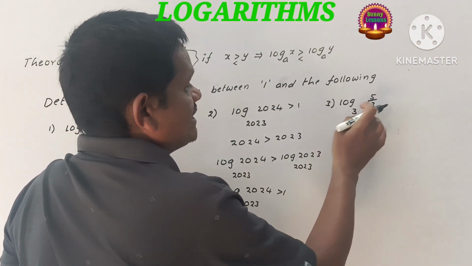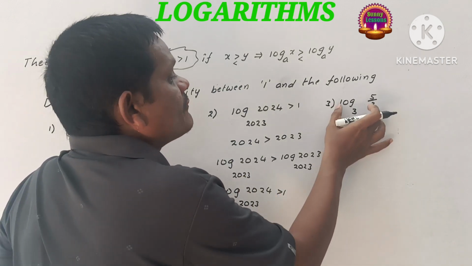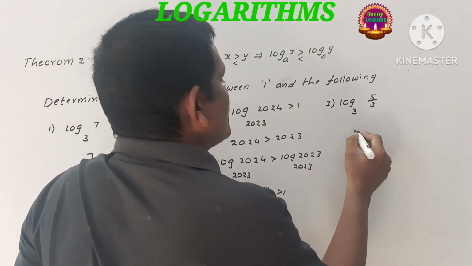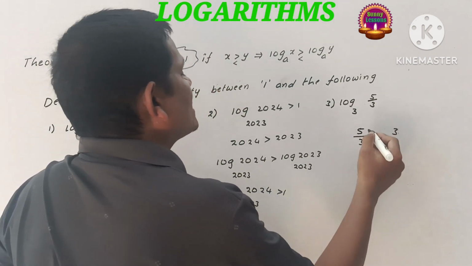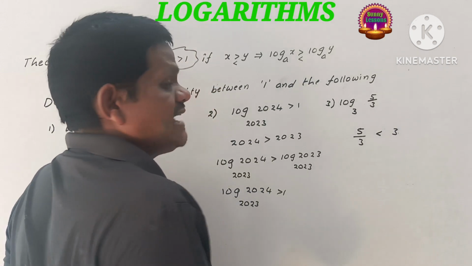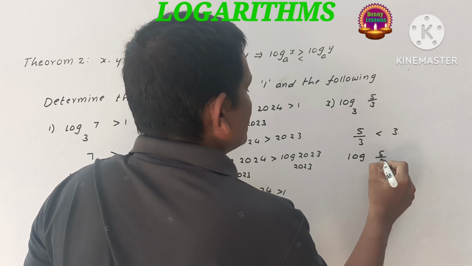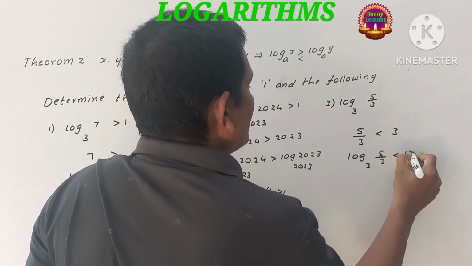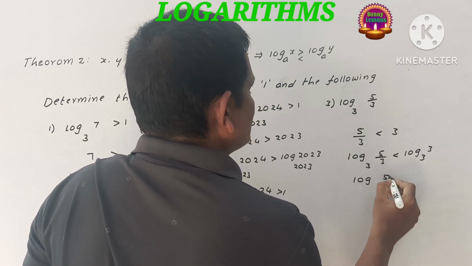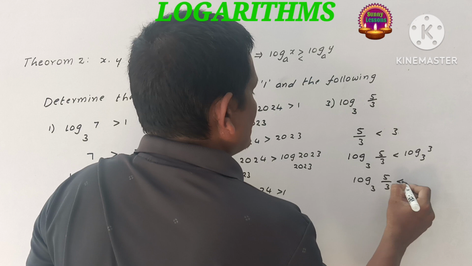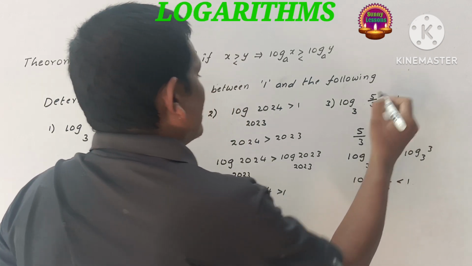Log 5/3 base 3. Find the inequality between 1 and log 5/3 base 3. Yes, we have to take 5/3 and 3. Here, which is greater? 5/3 is less than 3. So apply log on both sides. Log 5/3 base 3 is less than log 3 base 3. Yes, log 5/3 base 3 is less than 1.